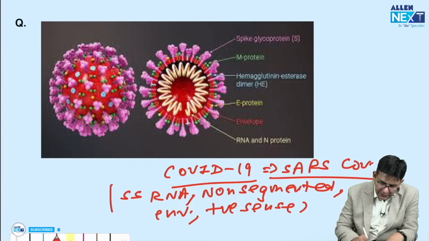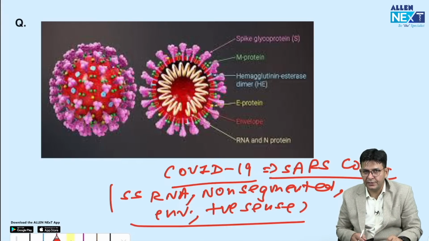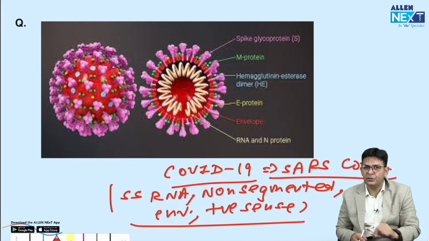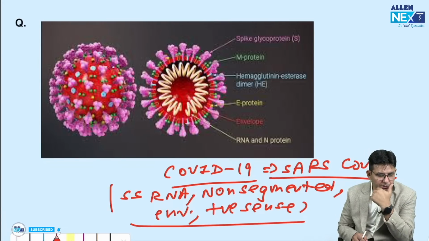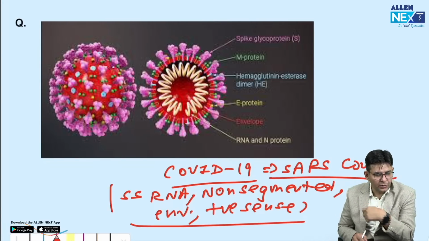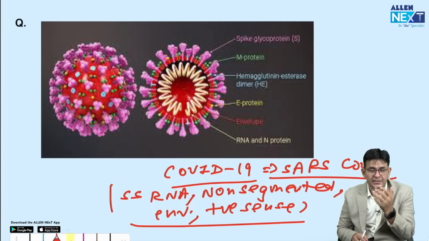Which particular important virus is negative sense? Influenza virus. Influenza virus is negative sense. Remember that. And that is segmented also. Influenza A has 8 pieces of RNA. That is also important. This is corona. This is SARS-CoV-2, causing coronavirus disease 2019.